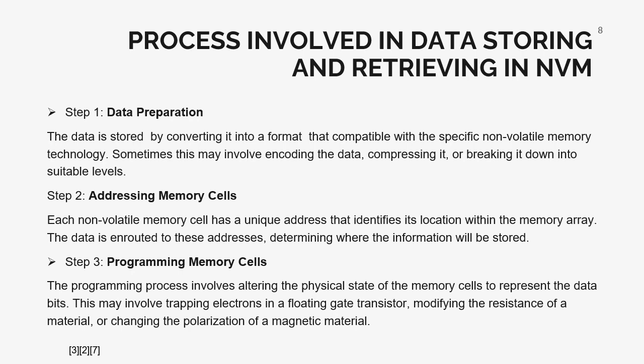The data is stored by converting it into a format that is compatible with the specific non-volatile memory technology. Sometimes this may involve encoding the data, compressing it, or breaking it down into suitable levels. The second step involved is addressing memory cells. Each non-volatile memory cell has a unique address that identifies its location within the memory array. The data is routed to these addresses, determining where the information will be stored. The third step is programming memory cells. The programming process involves altering the physical states of memory cells to represent the data bits.